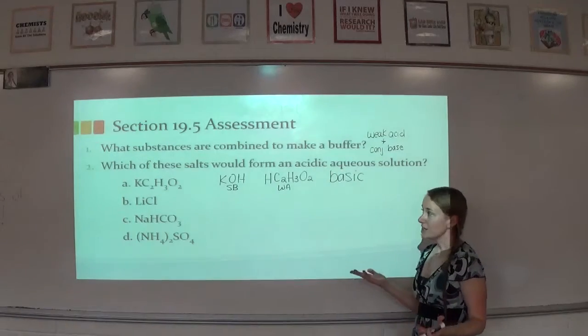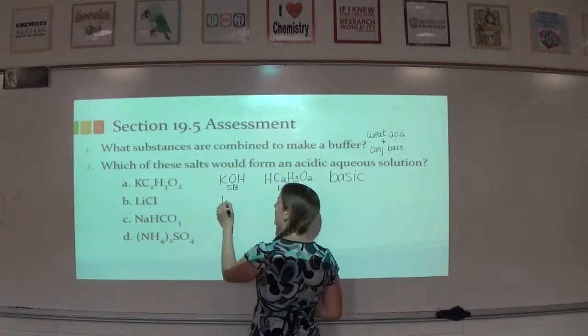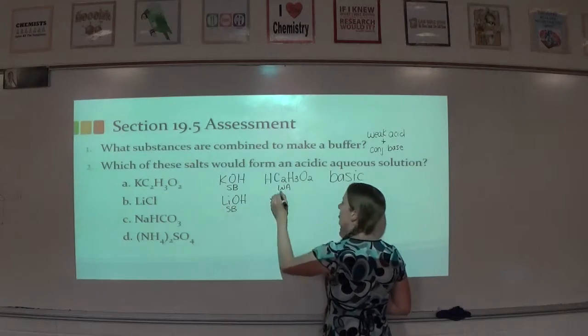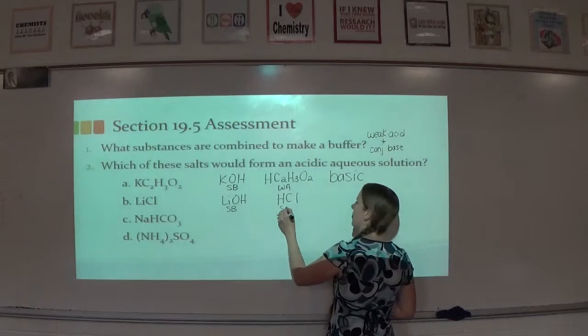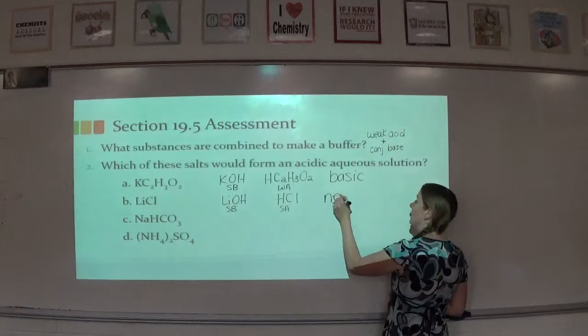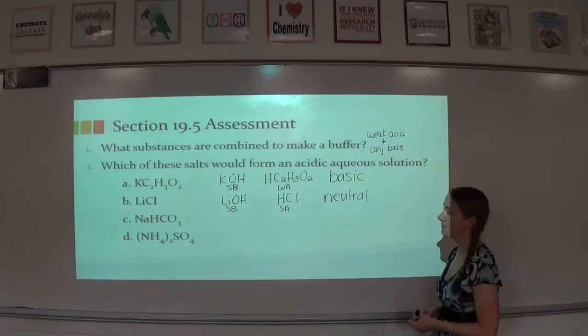Alright, so let's look at the next one. So A would not be acidic. For B, Li came from LiOH. That is a strong base. Cl came from HCl. That is a strong acid. So if you have a strong base and a strong acid, you get a neutral salt solution. So B would not be our answer.